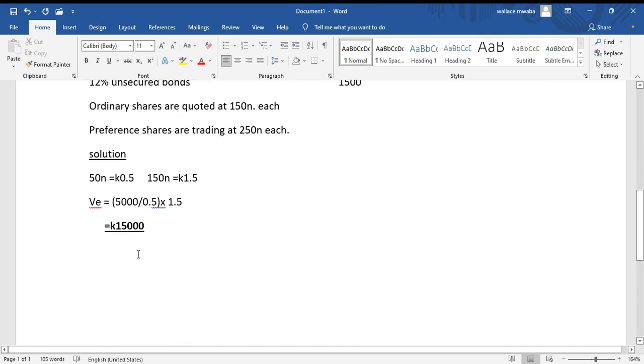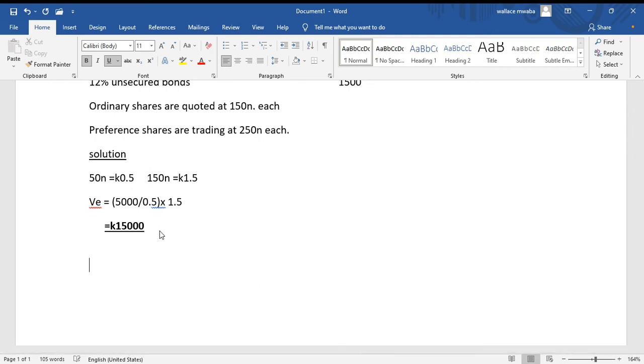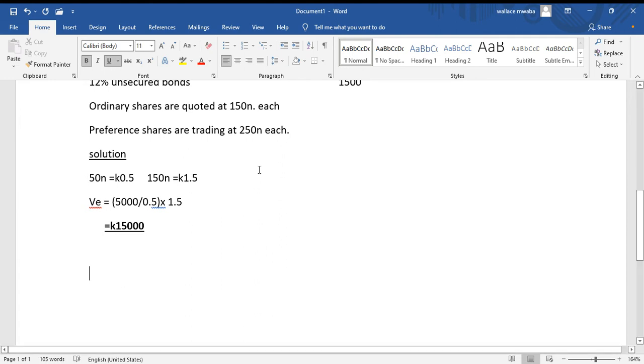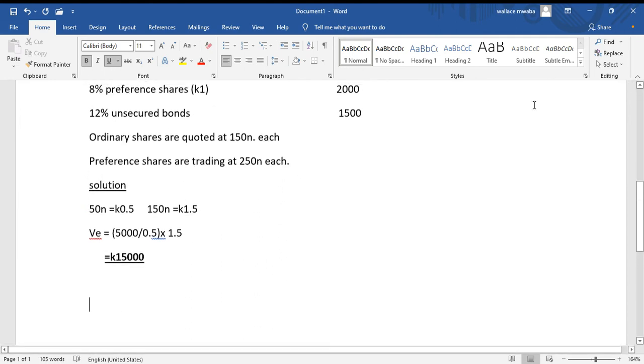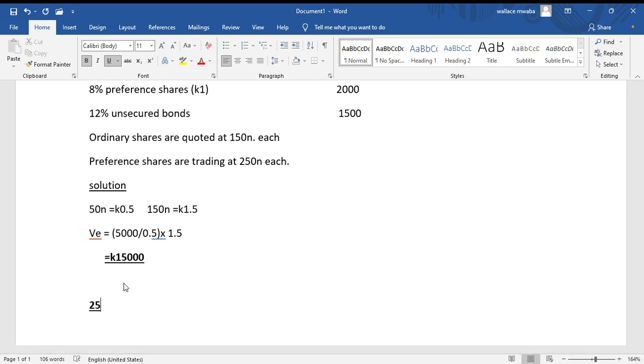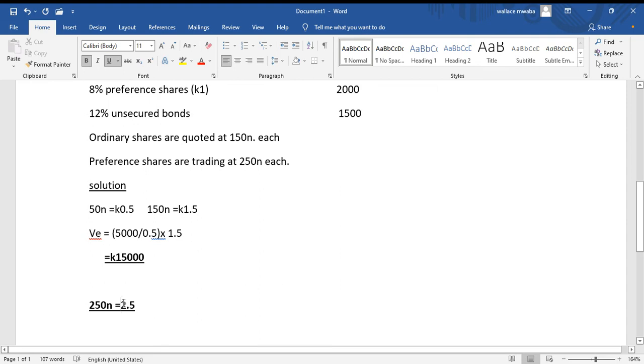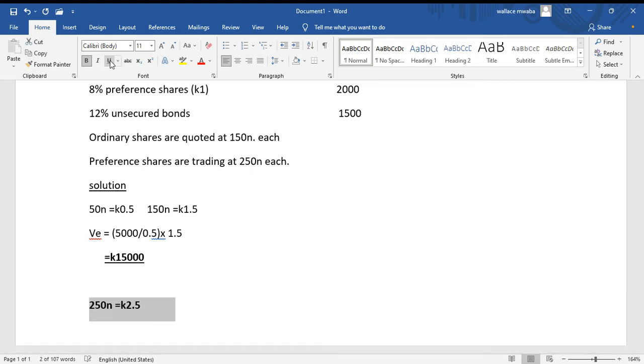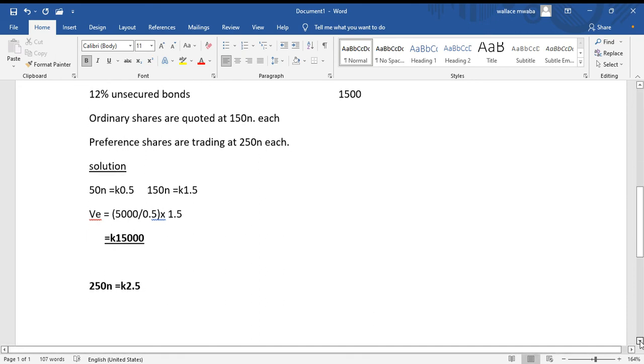So again, we're going to go here. The book value is at 1 kwacha, and then the market value is at 250 ngwe. So we're going to convert 250 ngwe into kwacha. The 250 divided by 100, we're going to get 2.5 kwacha. So now to get the market value of the preference shares, remember the market value is what is currently trading on the stock market.